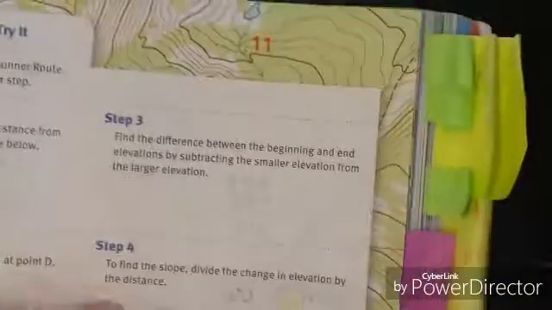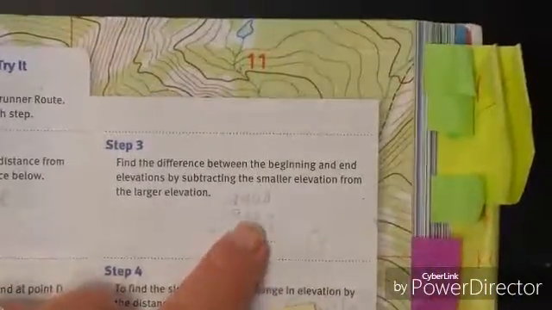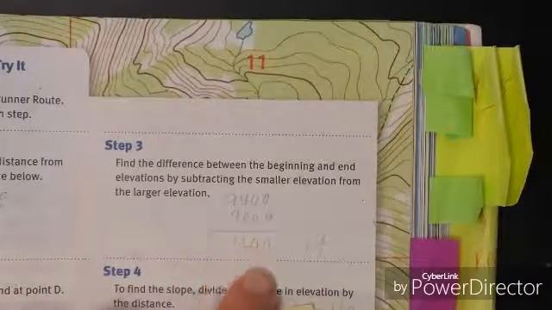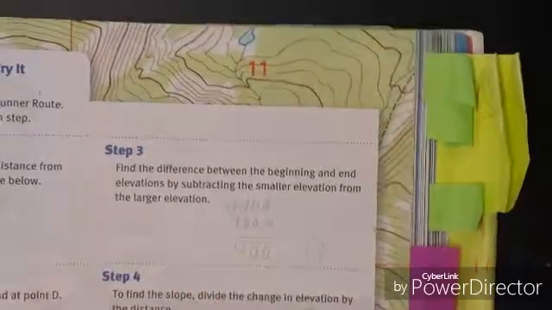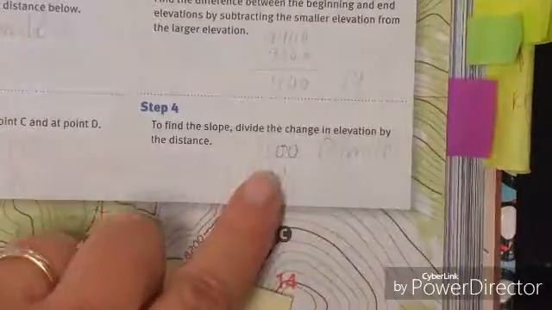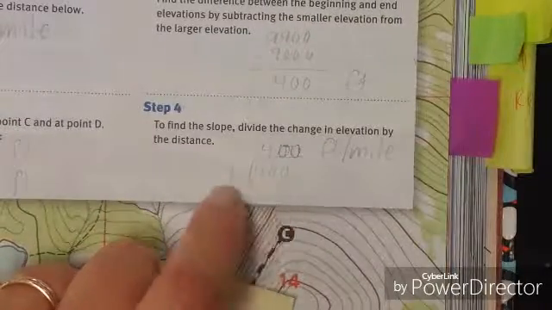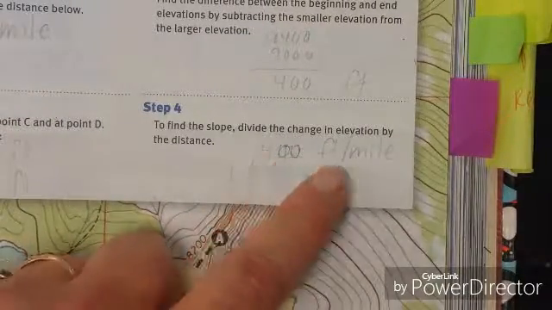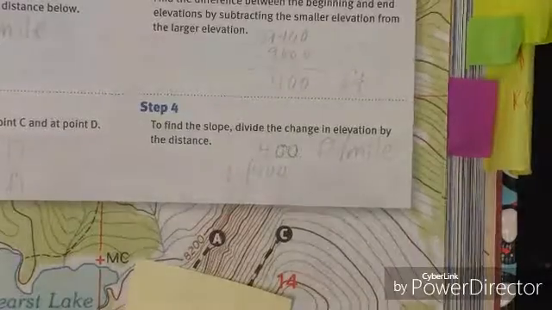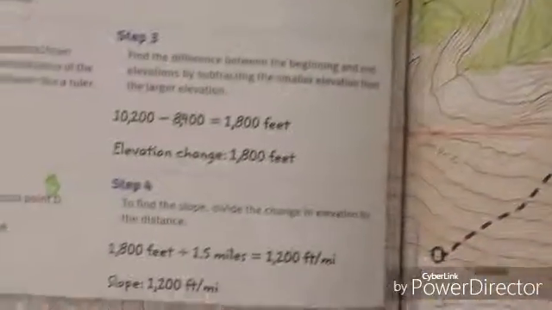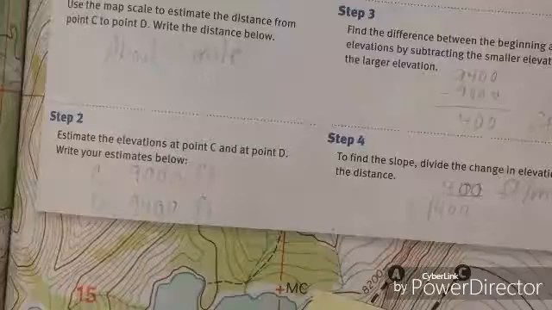Then we just subtract those to find the difference. 9,400 minus 9,000, and we get a 400-foot difference. It's hiking for a mile, so it's 400 divided by 1, and it's a 400-foot change per mile. Not nearly as strenuous as a 1,200-foot change per mile.